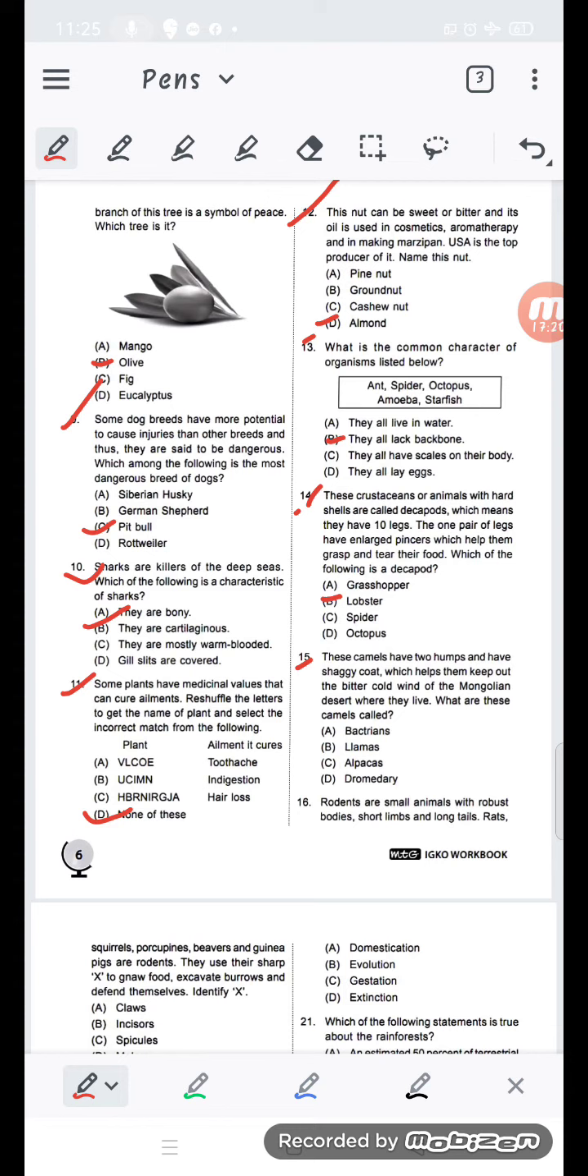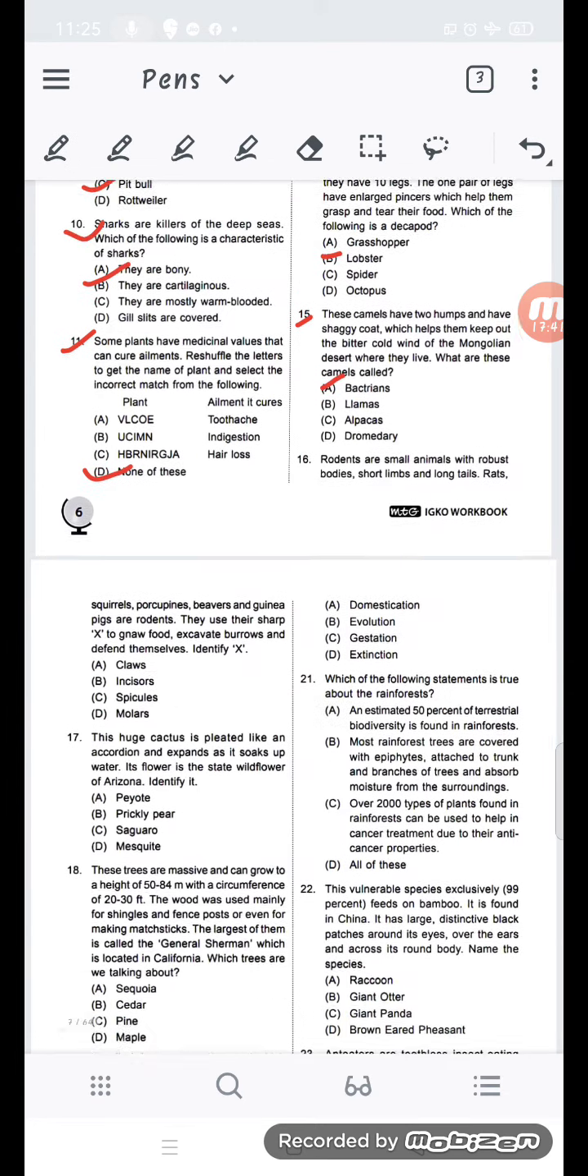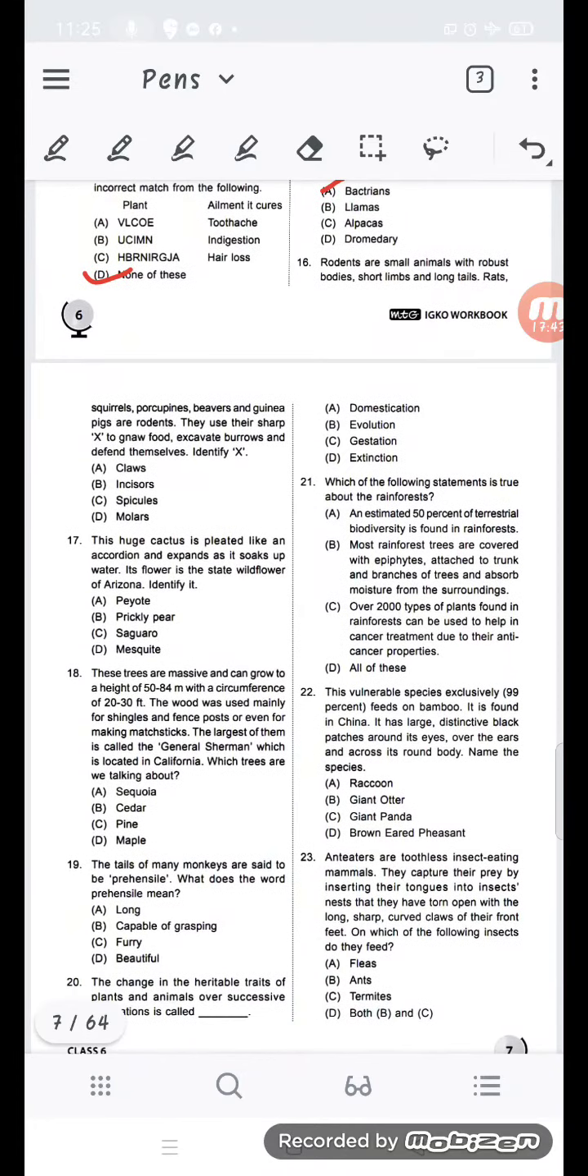Llamas, C. Alpacas, and D. Dromedary. So the answer will be A, Bactrians. We have come to know that A, Bactrians, is the right answer. Okay. Then we will go to question number 16.